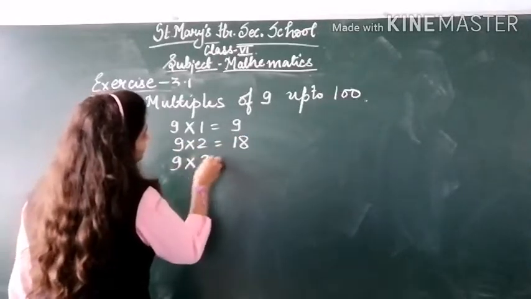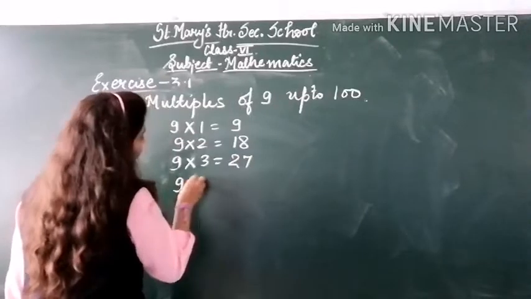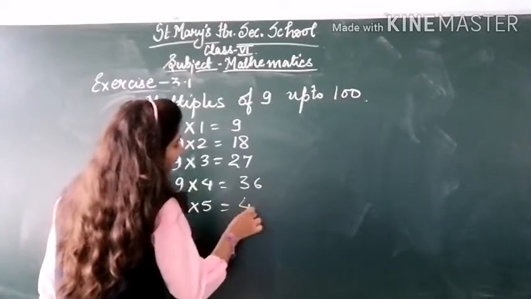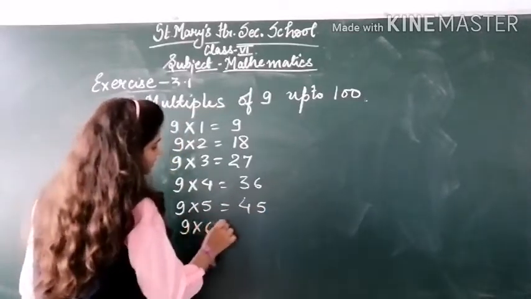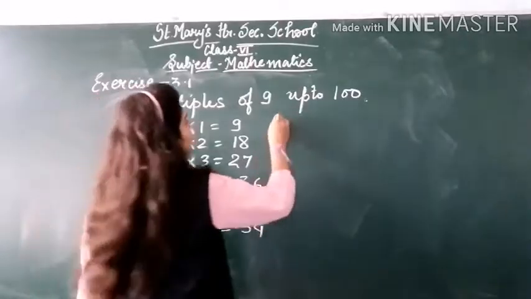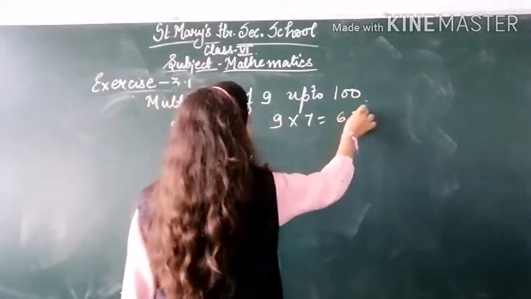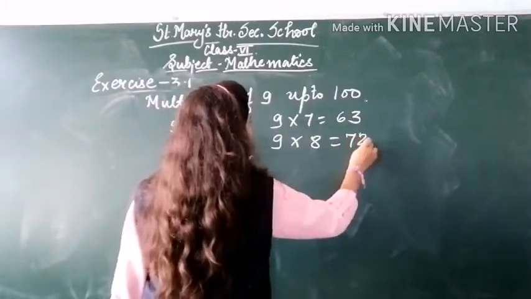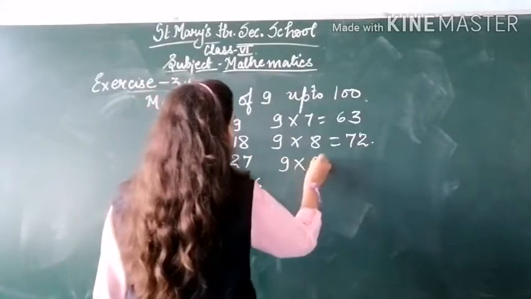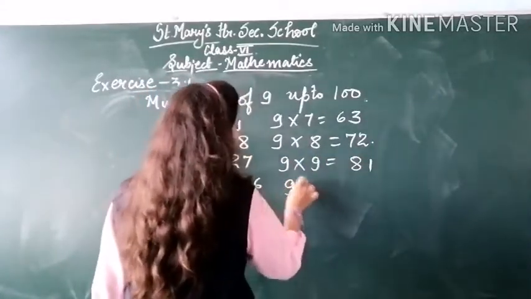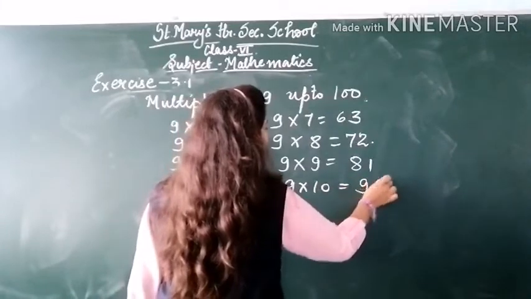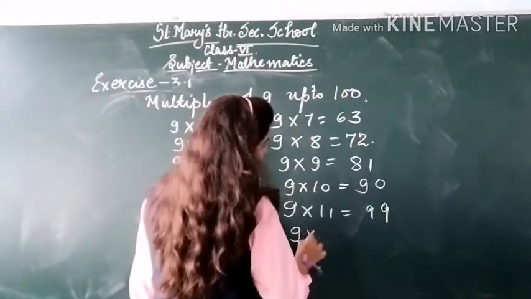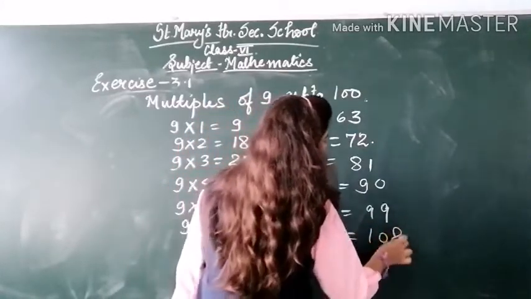9 into 3 is 27. 9 into 4 is 36. 9 into 5 is 45. 9 into 6 is 54. 9 into 7 is 63. 9 into 8 is 72. 9 into 9 is 81. 9 into 10 is 90. 9 into 11 is 99. 9 into 12 is 108.